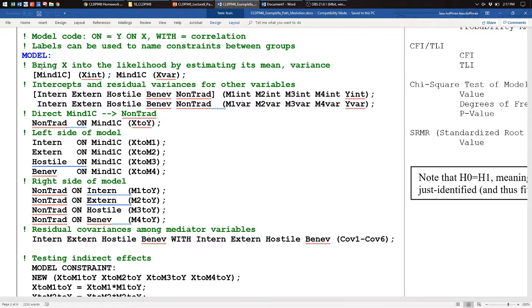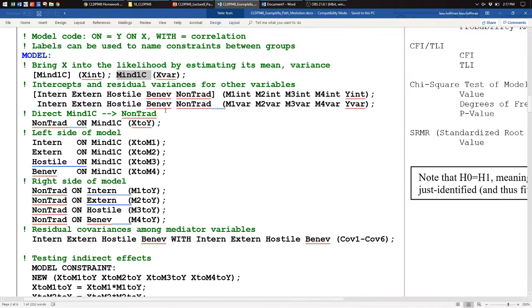But the first line there under model, bring X into the likelihood. So mindfulness is the variable that was on the left by itself. That's a predictor. A few people did not have data for mindfulness, and we wanted to keep them in the model. Since mindfulness was normally distributed, or approximately thereof, I went ahead and brought it into the likelihood by listing it in brackets. That refers to its intercept, and listing it just by itself, that refers to its variance.